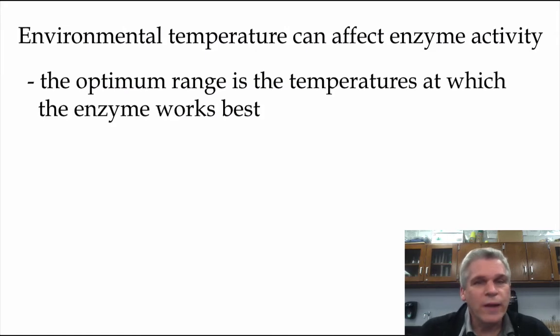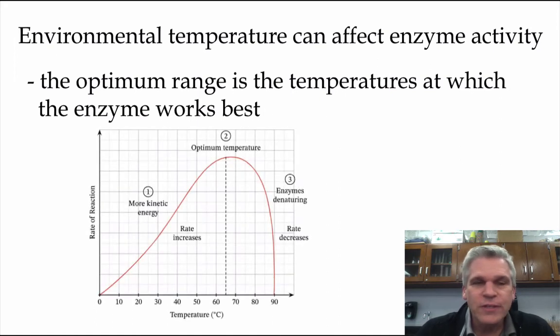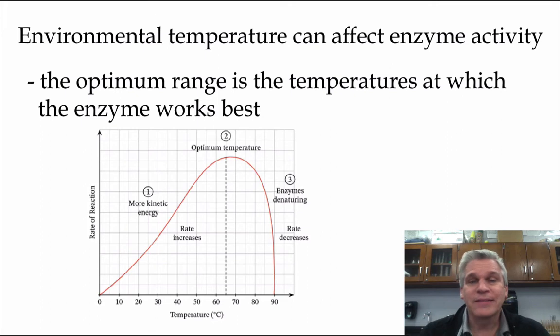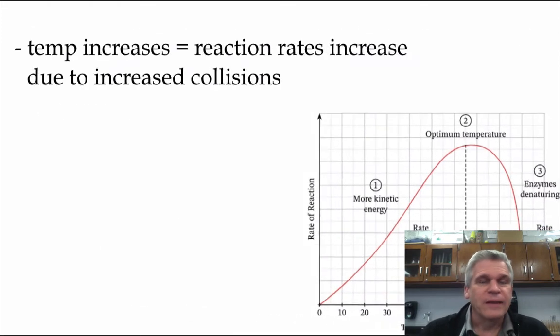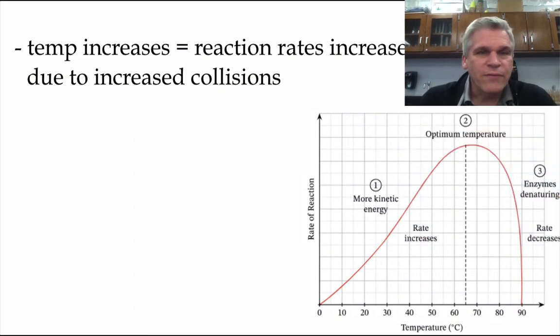Now the optimal range is the temperatures at which the enzyme will work best in. So for instance, if we take a look at this graph, this enzyme works best at a temperature of about 65 degrees Celsius. That's the optimum temperature. That is the temperature at which the reactions are happening at their fastest. And any temperatures within a few degrees of that is still at its optimum. So hence we can get a range. Now why is this? Well, let's take a look at what this graph is showing.